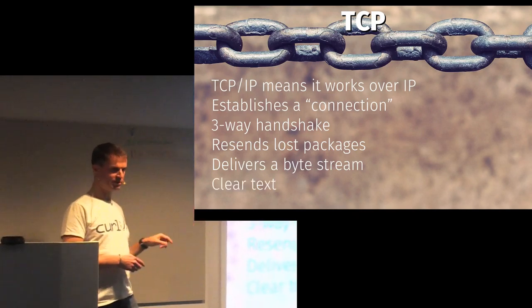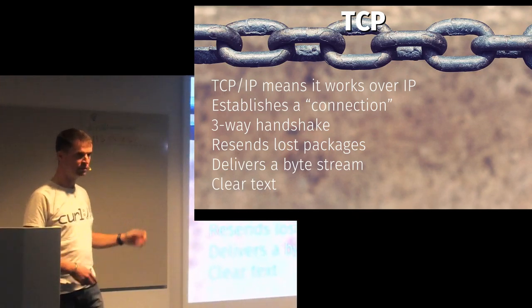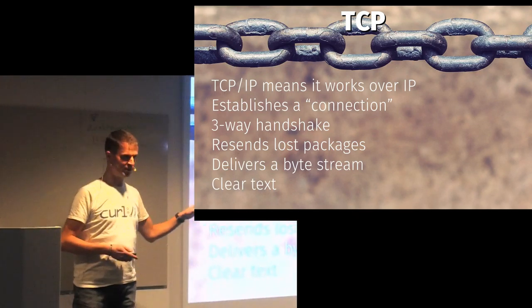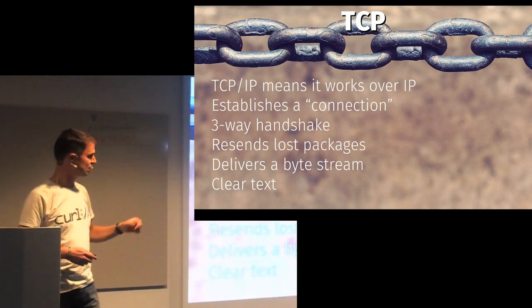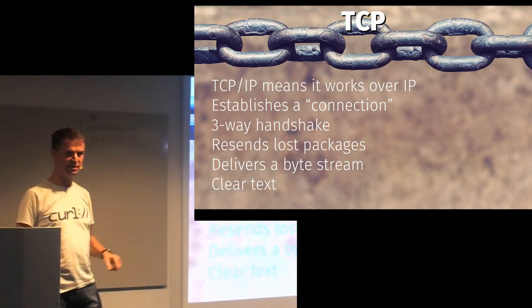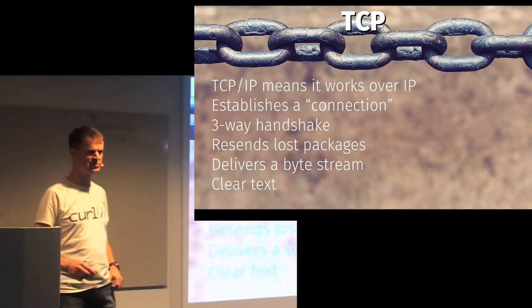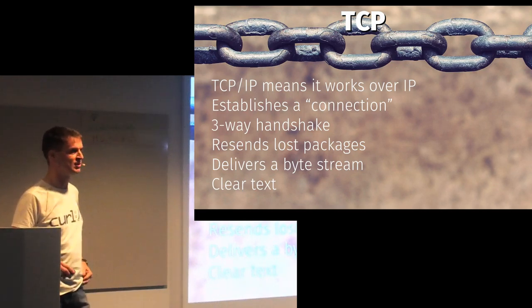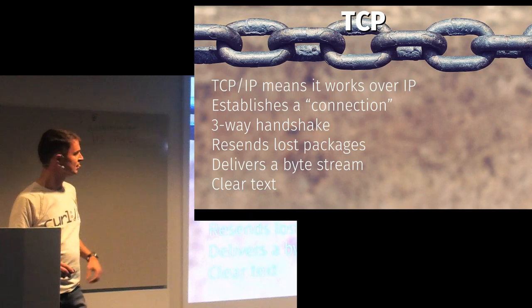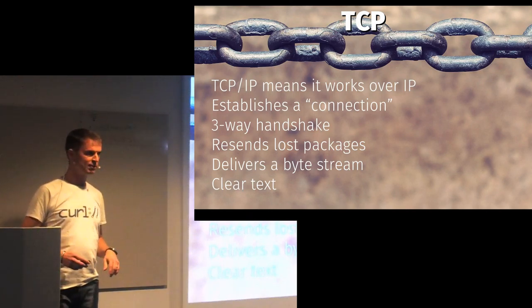You don't know that you're actually talking to the right server at the other end. It could be a man in the middle. And anyone on the network can actually read your traffic. There's no security and there's no privacy involved. That's TCP. It was made in the 1970s, right? The first RFC for TCP, RFC 793, was published in 1981. That's even before DNS. So it's been with us for quite a long time.